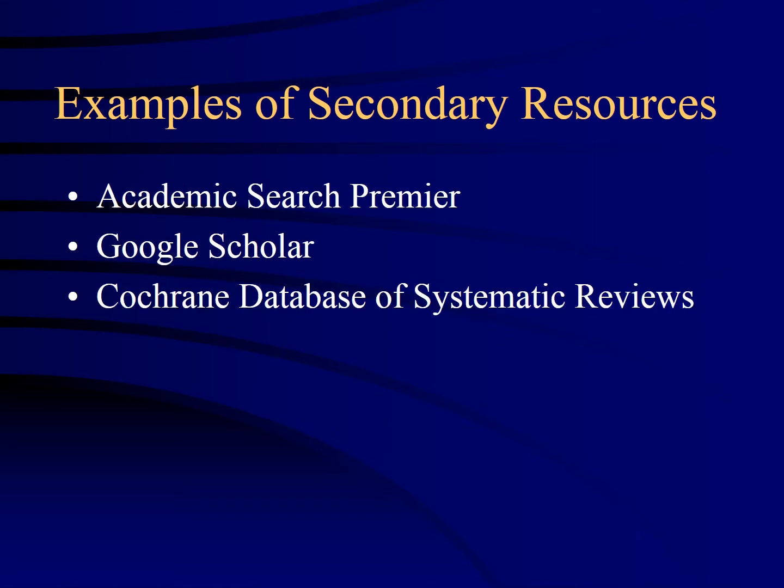Three other secondary sources are Academic Search Premier, Google Scholar, and the Cochrane Database of Systematic Reviews. The Academic Search Premier is a secondary resource that uses EBSCOhost as a search engine. This secondary database contains articles from a wide variety of medical disciplines. It is designed specifically for academic institutions.